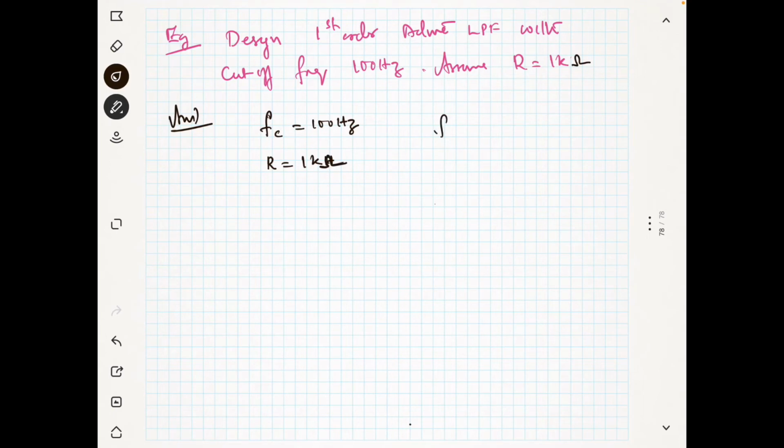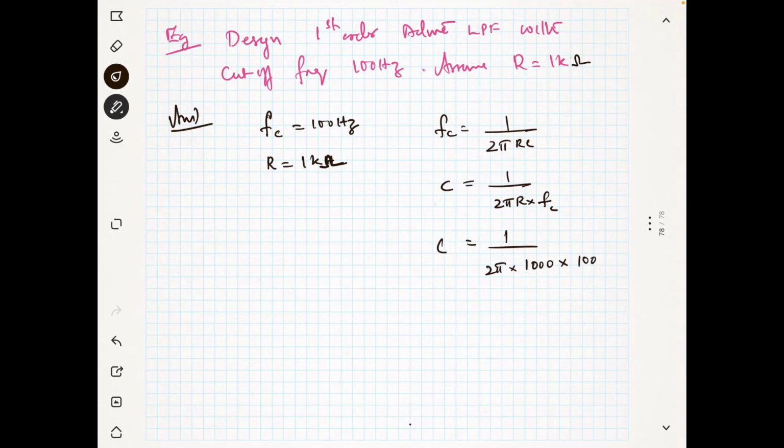So, FC is equal to 1 by 2 pi into RC. So, how much will it come? What is C? C is equal to 1 by 2 pi R into FC, right? This becomes 1 by 2 pi multiplied with R, which is 1 kilo, that means 1000, multiplied with FC, which is 100. So, this is your C. You can calculate this. Now, you have to draw the circuit diagram.